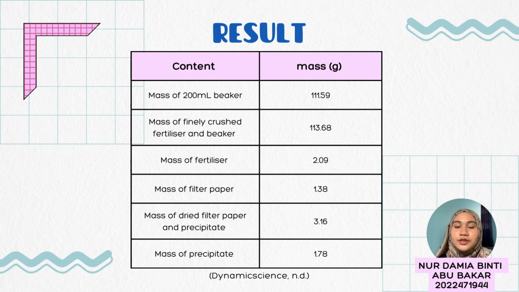The mass of the empty 200 ml beaker was recorded as 111.59 grams. The mass of the beaker with finely crushed fertilizer was 113.69 grams. The mass of fertilizer is 2.09 grams. The mass of the filter paper used in the experiment was 1.38 grams. After filtering and drying, the mass of the filter paper with the precipitate was 3.16 grams. Finally, by subtracting the mass of the filter paper from the mass of the dried filter paper with precipitate, we determine the mass of the precipitate to be 1.78 grams.